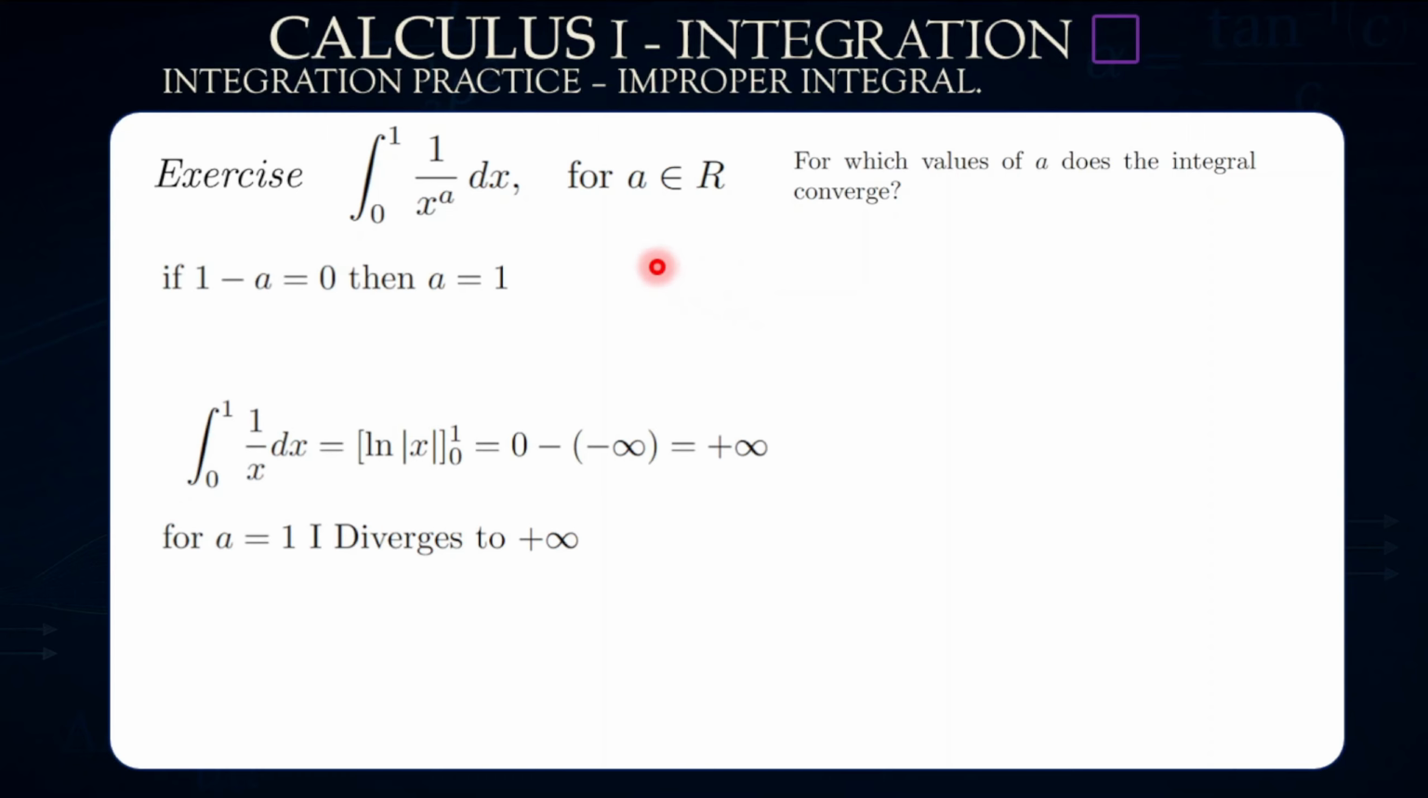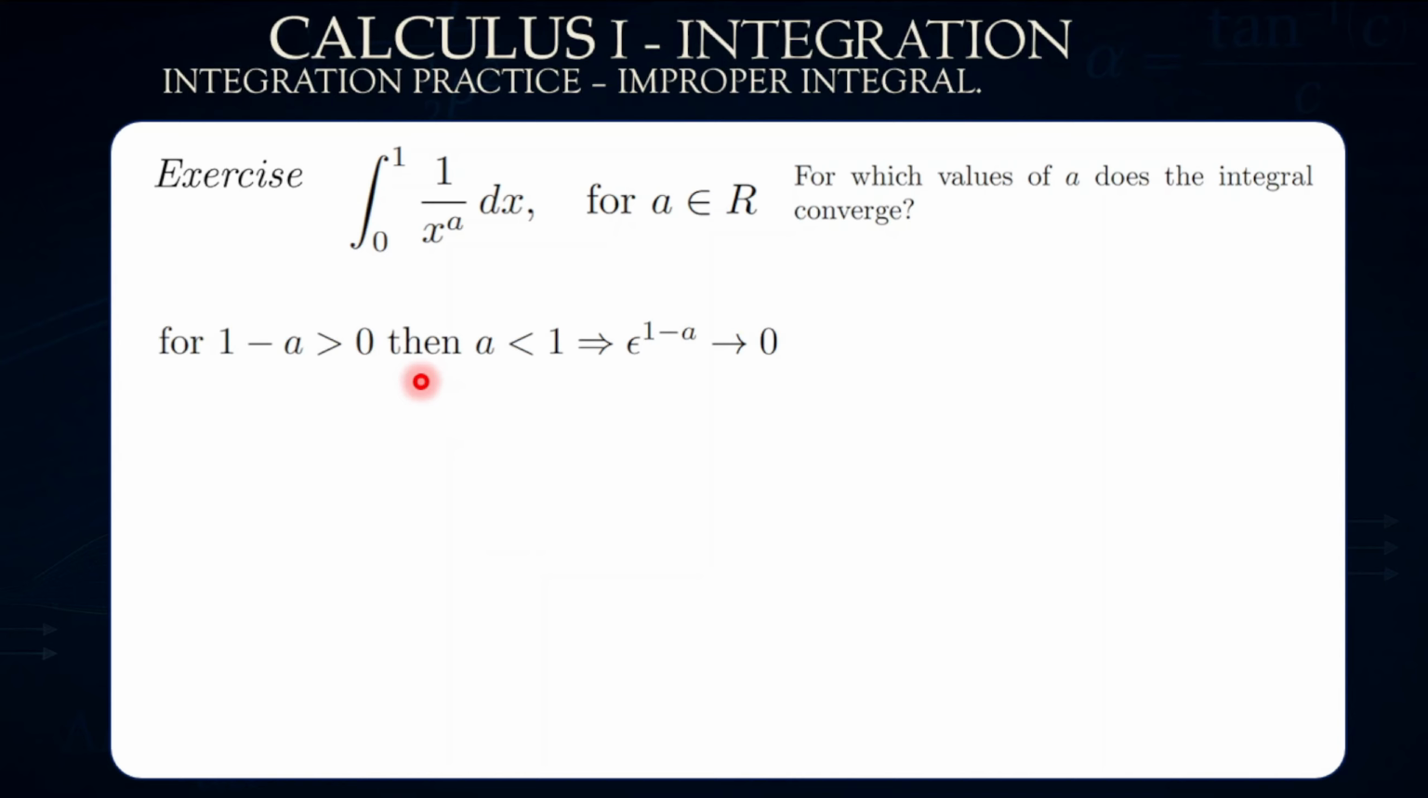If 1 minus a equals 0, then a equals 1. So let's solve it for a equal to 1. That's the integral from 0 to 1 of 1 divided by x dx, which is equal to ln x between 1 and 0. ln 1 is equal to 0, minus ln 0, which is minus infinity. So it goes to plus infinity. In such a case, for a equal to 1, I diverges to plus infinity.